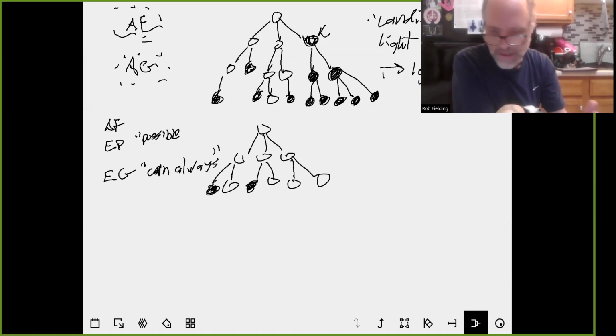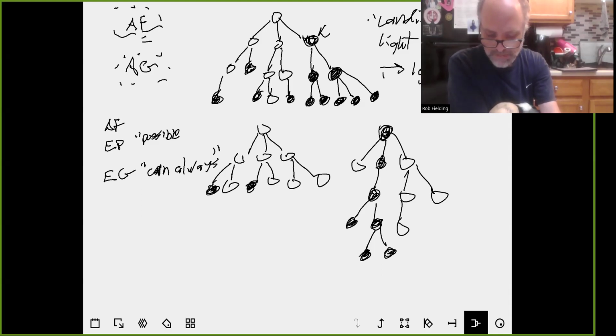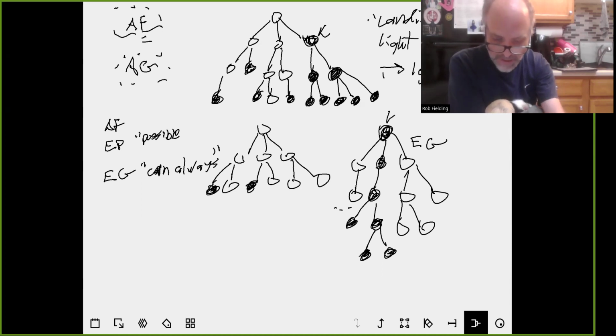Which means that it's not inevitable, but you can definitely find a path where it's always true. It's like you can fly without crashing the plane, right? Of course, there are many places that you can go to where you do crash the plane, right? So that's EG: eventually, always in the future from the state.